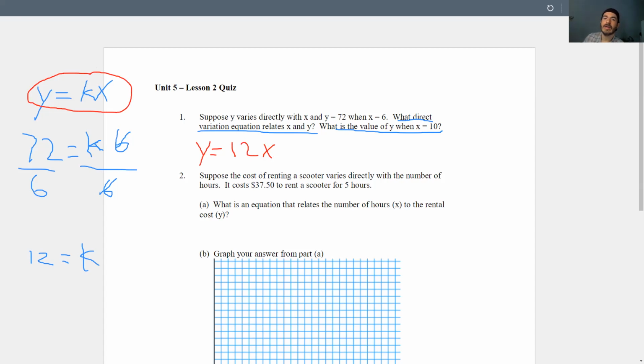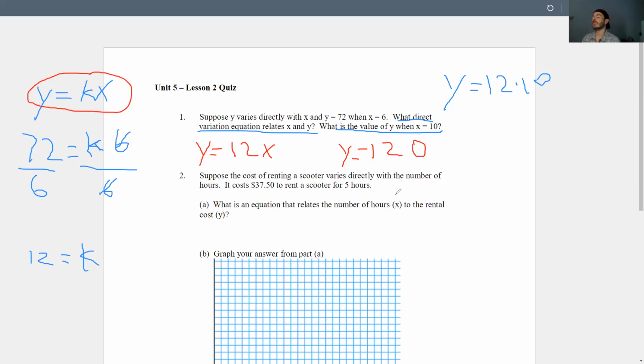Okay, so the next part of the question is, what is the value of Y when X is 10? Well, now that I have an equation, I need to substitute 10 in for X and evaluate. Y is equal to 12 times 10, which is 120. You can use a calculator if you need it. Y is equal to 120. So what's in red there are your answers.